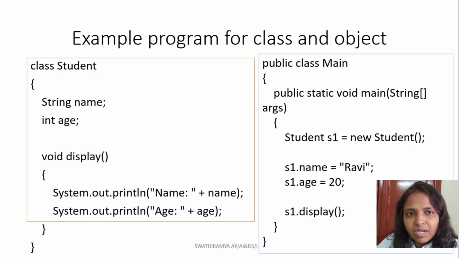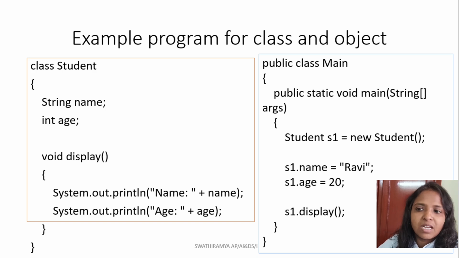I created the class named student. Inside the student class I have declared two variables, name of the student and age, and displayed those things with the display function. This is what I have done in this student class. Now I'm going next into the main class. As I told you, Java will have at least one main class. That main class should have public static void main String args.